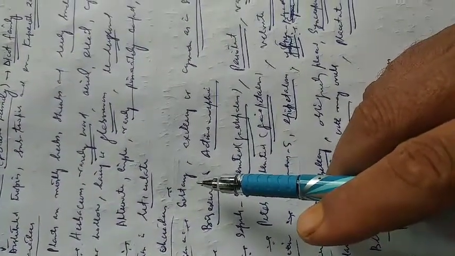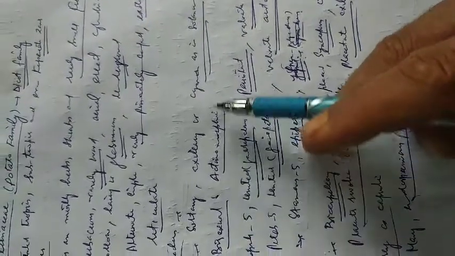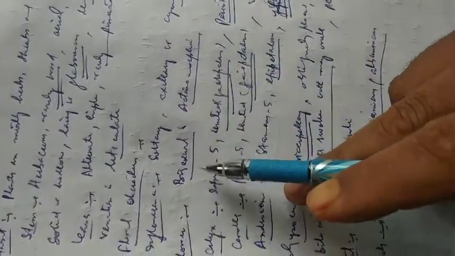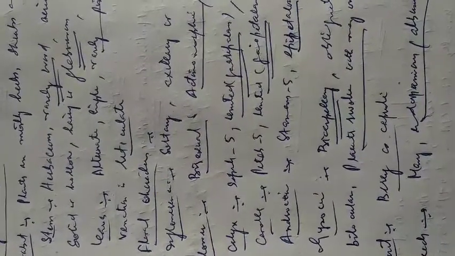Now let me repeat the floral characters. First, inflorescence. Inflorescence is generally solitary, represented by a single flower, which is axillary, or cymose, as in Solanum, that is potato. Flowers are generally bisexual and actinomorphic, also called complete and perfect, containing all the floral whorls. The first floral whorl is calyx. Calyx contains 5 sepals which are united, that is gamosepalous, and they are persistent and show valvate aestivation.